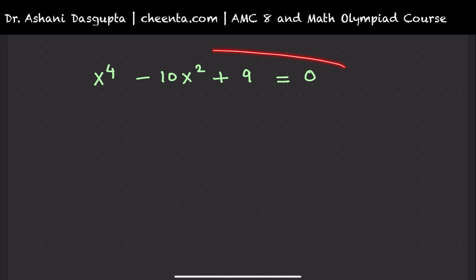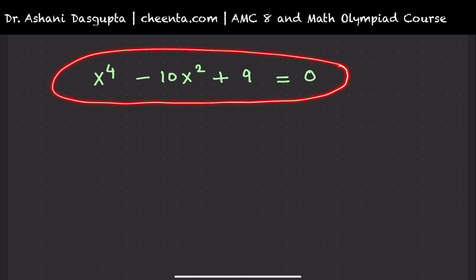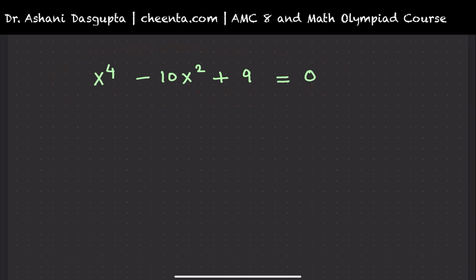Suppose we want to solve this particular equation, x to the power 4 minus 10x square plus 9 equal to 0. This is from a problem from AMC 8, as I told you. It's a little bit modified. It's not exactly that problem. I modified it to make it a little bit more fun.